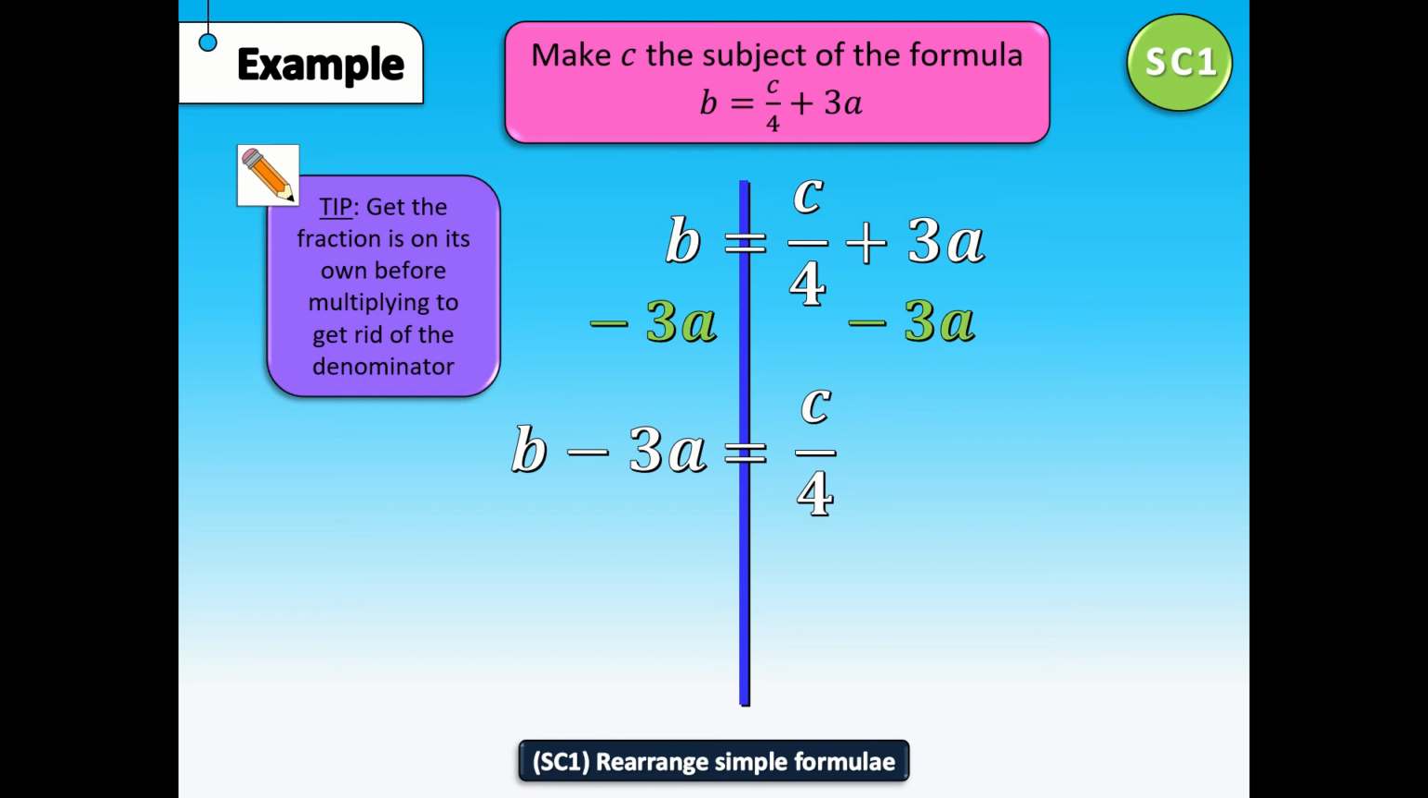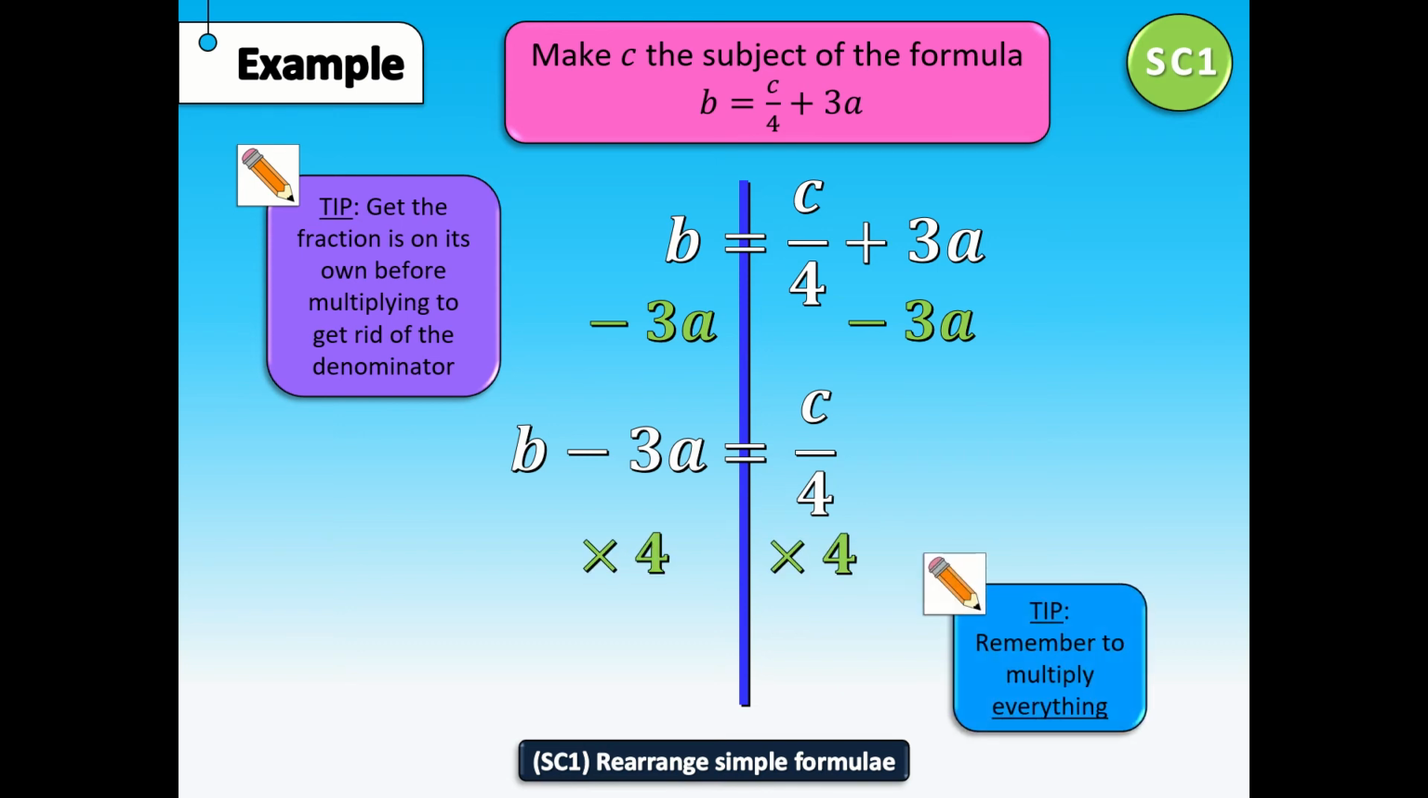Now c over 4 means c divided by 4, so to get rid of the divide by 4, we times both sides by 4. We need to make sure we times everything by 4. So we've got 4b minus 12a equals c. So we've made c the subject of the formula.